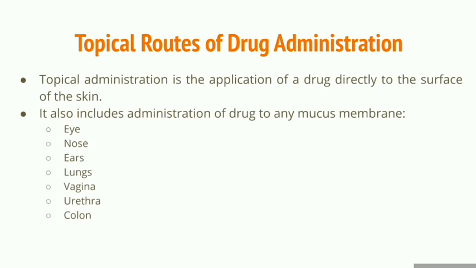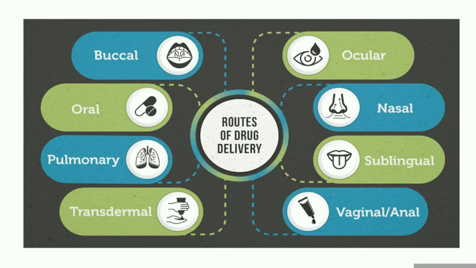The topical route of drug administration is the application of a drug directly to the surface of the skin. So any drug which is directly applied on the skin is known as topical route. This is also called the local route of drug administration. In this administration, the drug is introduced into the eyes, nose, ears, lungs, vagina, urethra, and colon. These are the routes of drug delivery like ocular, nasal, sublingual, vaginal, transdermal, pulmonary, oral, and buccal.